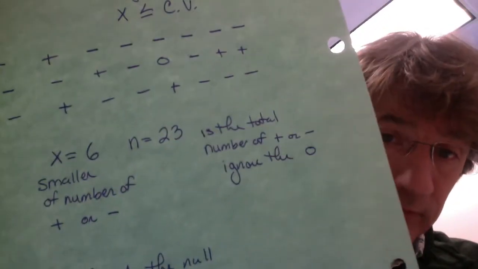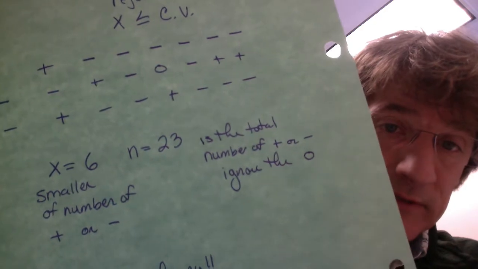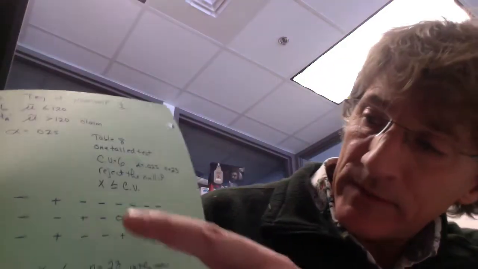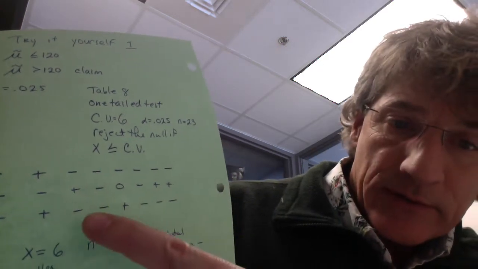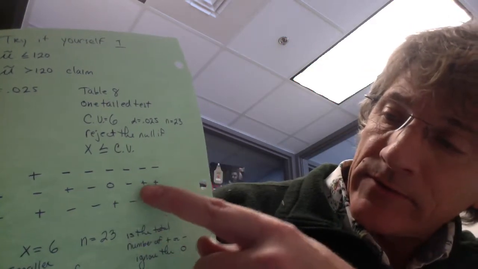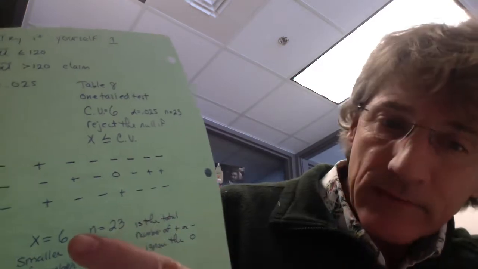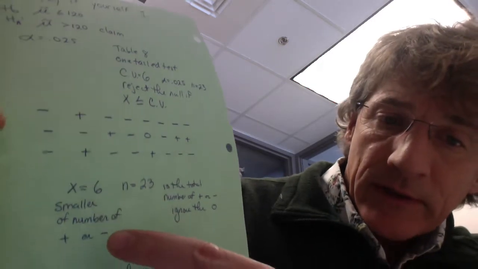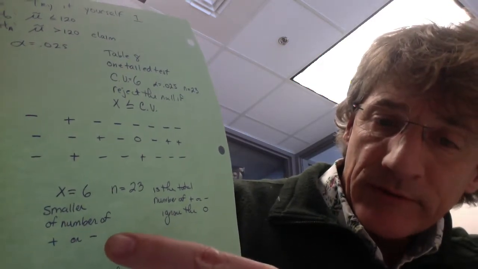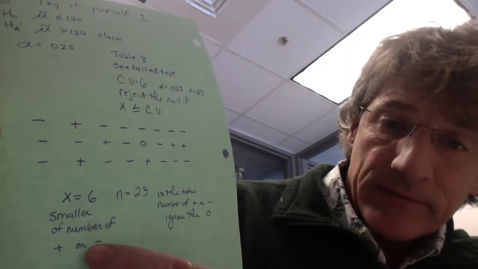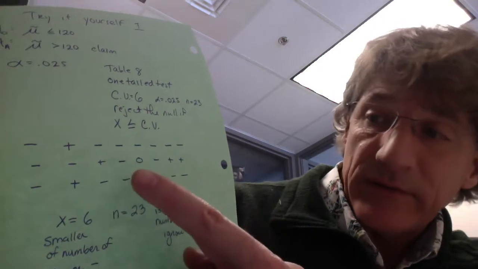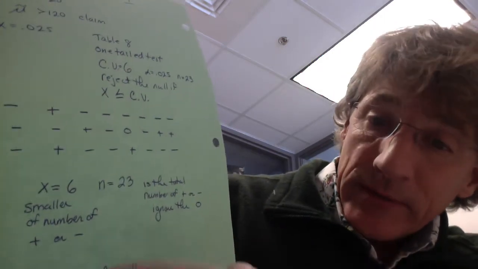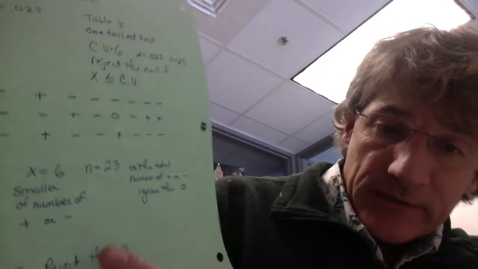Traveling on up, we get an x of 6. We have 6 positive values. So if you count your number of pluses, you got 1, you got 2, you got 3, then over here is your 4, your 5, and your 6. So our x is 6. It is the smaller of the number of positives or negatives. Okay, again, our n is 23 because there are 23 things that aren't the 0. So that means we're going to reject the null.